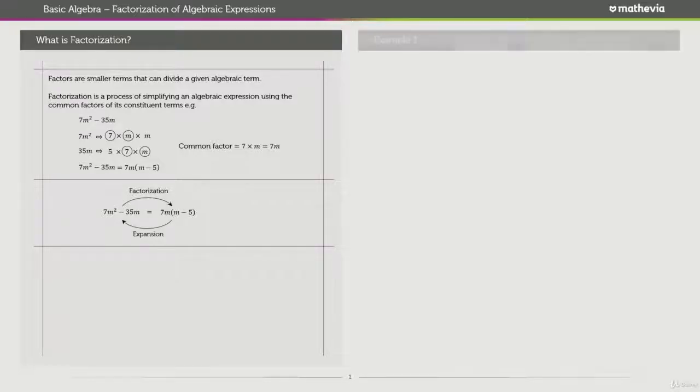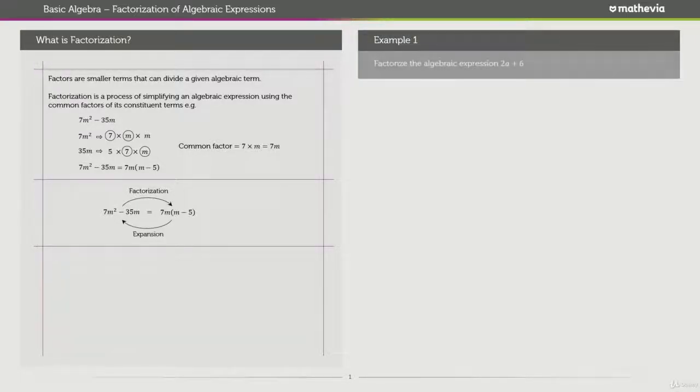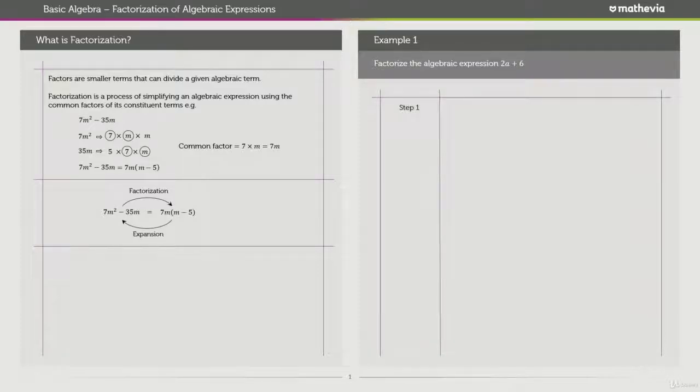Let's go ahead and factorize some algebraic expressions. Example 1 says factorize the algebraic expression 2a plus 6. First thing we want to do is find our common factor. We have two terms in this expression: the first term is 2a and the second term is 6. Can you find the common factor, something that would divide 2a and would also divide 6? The common factor is 2.